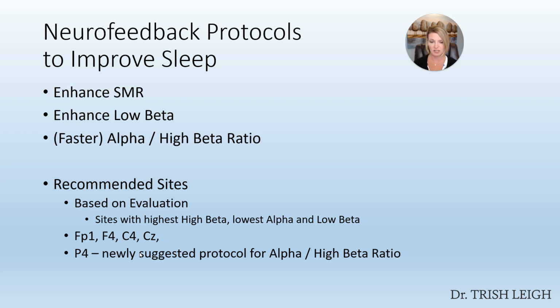Now, this newly suggested protocol, but there's not a ton of research suggesting it or supporting it, is back at P4, balancing that alpha to high beta ratio. But clearly, if you do a brain map and you see that on your particular client's brain, F4 is the most dysregulated, you go there. If P4 is the most dysregulated, you go there. But the point is you want to increase the medium speeds for calm focus and decrease high beta, which is going to create hyperarousal and hypervigilance in the brain.